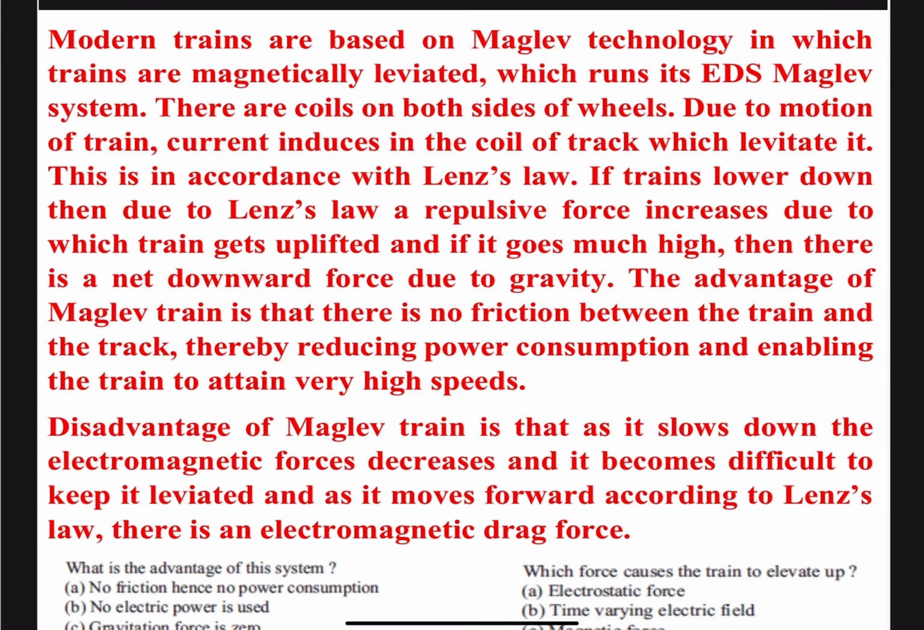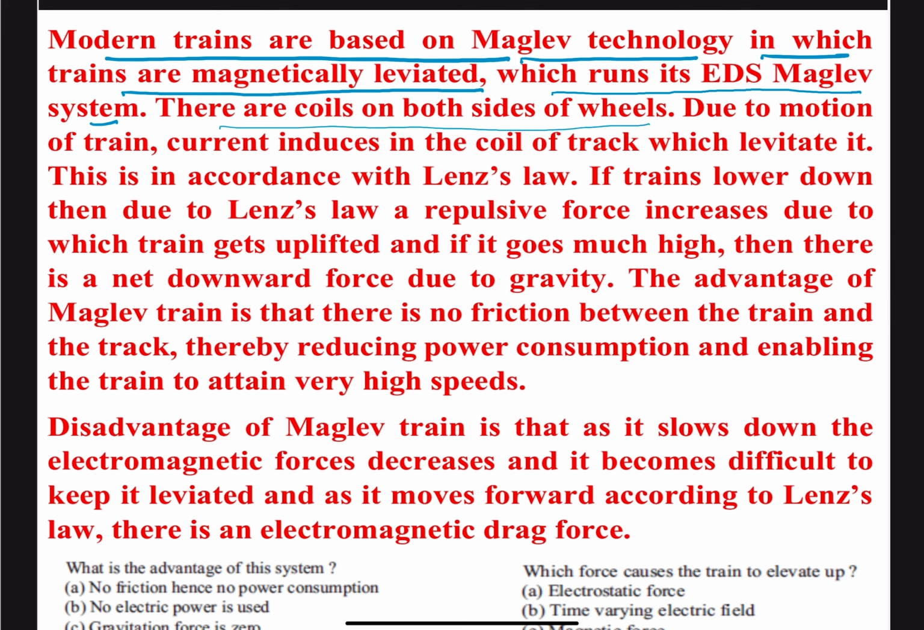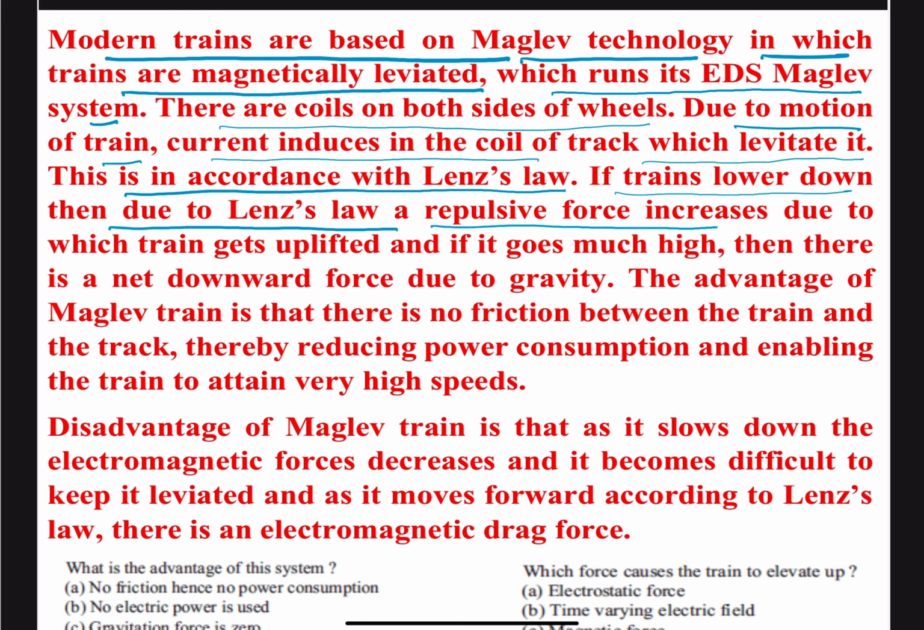modern trains are based on maglev technology, in which trains are magnetically levitated, which runs on the EDS maglev system. There are coils on both sides of the wheels. Due to motion of the train, current is induced in the coil of the track, which levitates it. This is in accordance with Lenz's law. If the train lowers down, then due to Lenz's law, a repulsive force increases, due to which the train gets uplifted, and if it goes much higher, then there is a net downward force due to gravity.